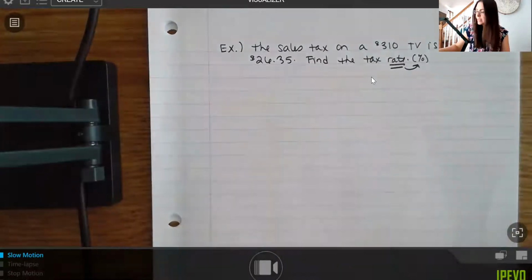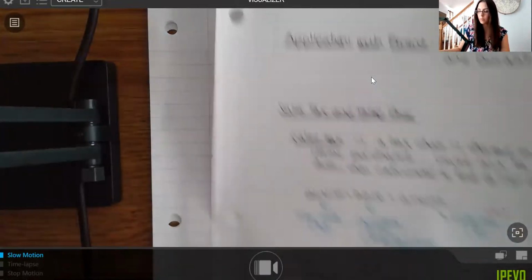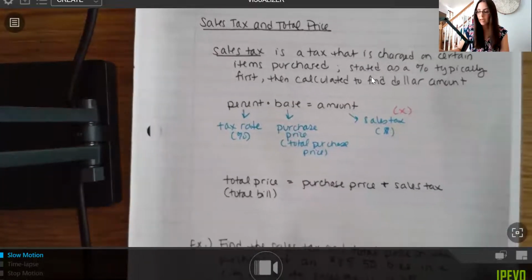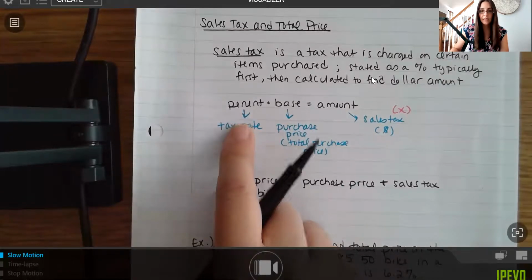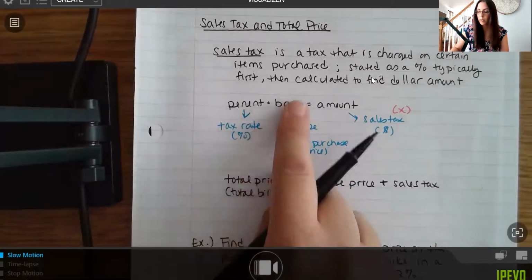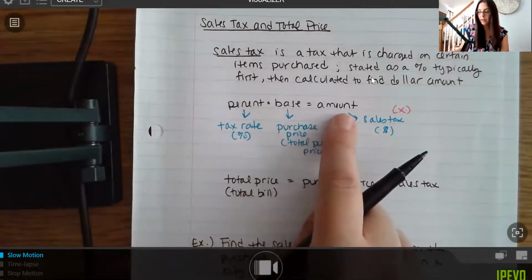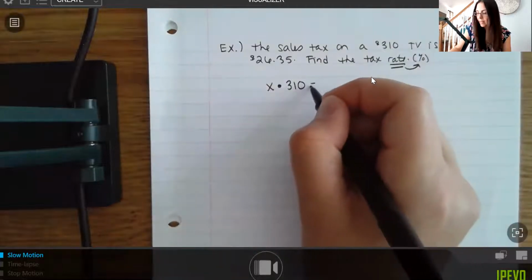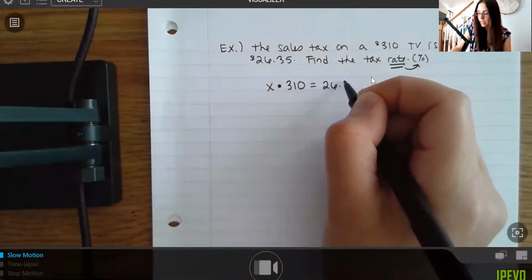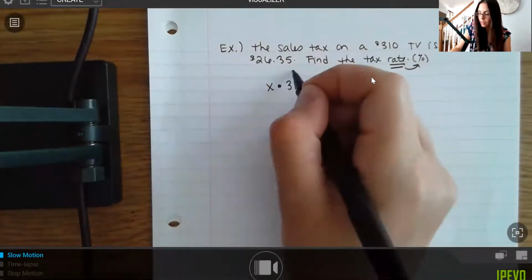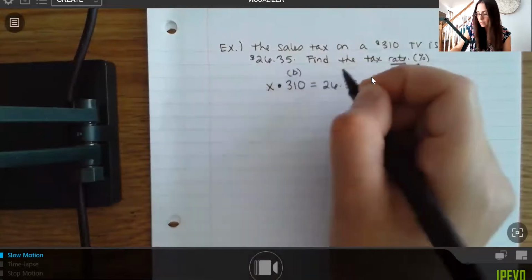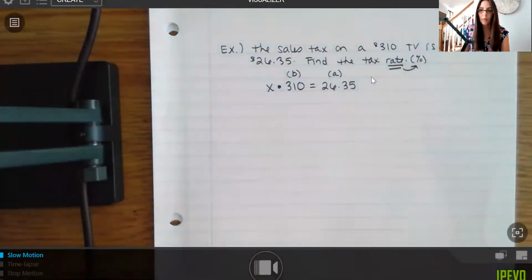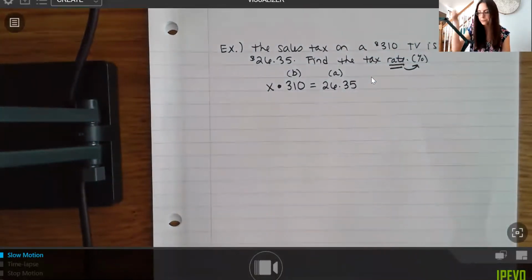So I'm still going to use my same general setup. I'm going to go back to my first page of notes, and I see I have the percent. In this case, it's the tax rate times the purchase price equals the sales tax. I don't know the tax rate this time. I do know my purchase price was $310, and the amount of the sales tax was $26.35. So I'm still using my base here, writing B for base and A for amount.